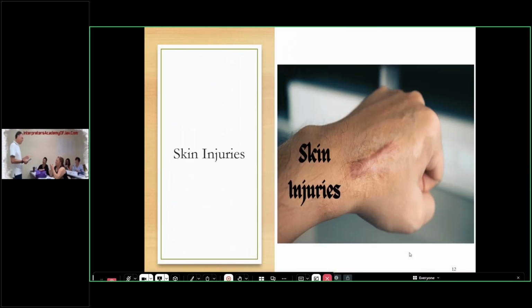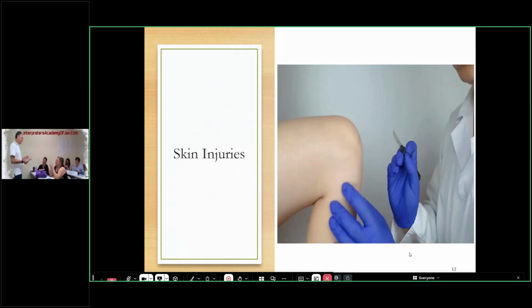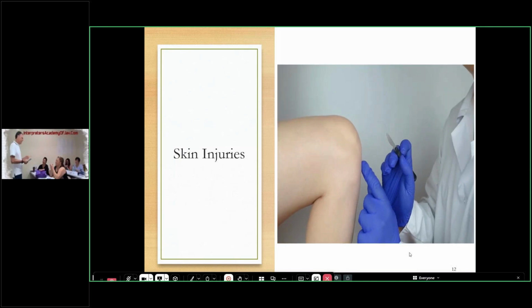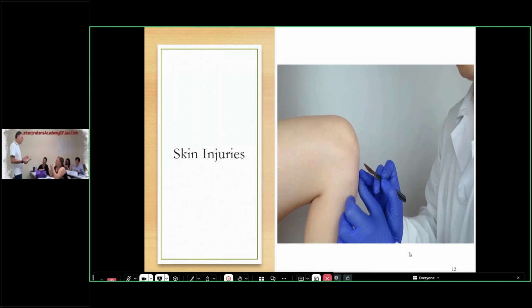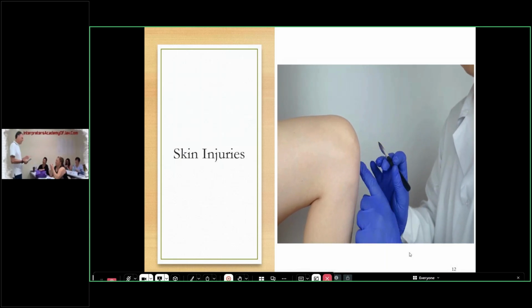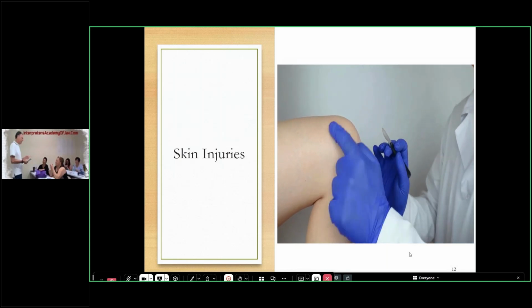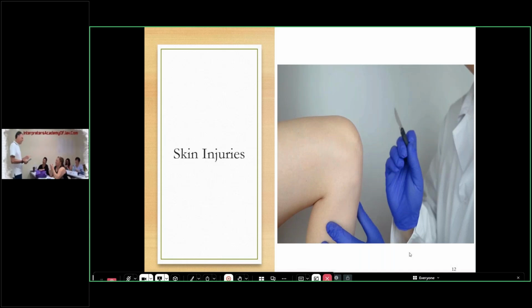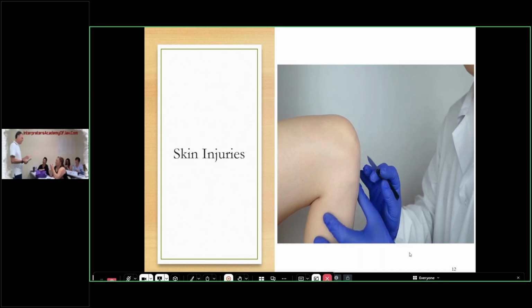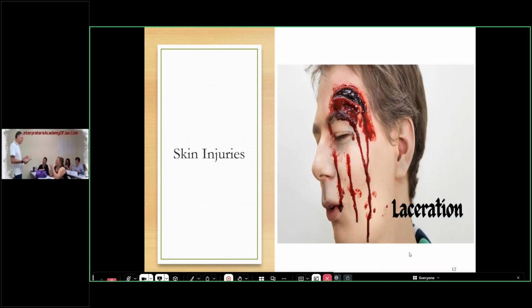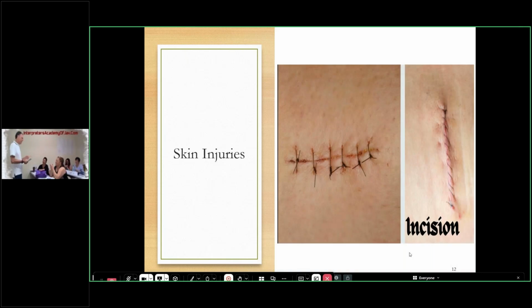Let's review some skin injuries. A wound is a physical injury involving a break in the skin, usually caused by an act or accident rather than a disease. The trauma or injury to the skin and underlying tissues requires healing to repair the defect. A laceration is a torn, jagged wound, whereas an incision is a smooth-edged wound produced by a sharp instrument.